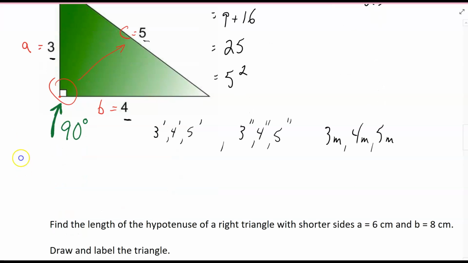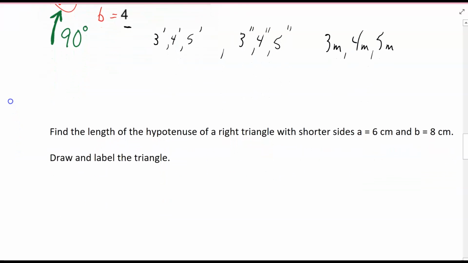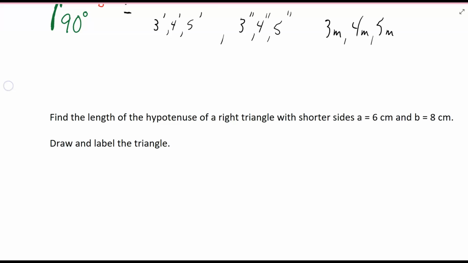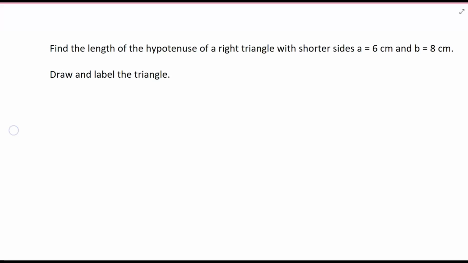All right, well, let's find the length of the hypotenuse of a right triangle with shorter sides, 6 centimeters and 8 centimeters. Draw and label a diagram. Go ahead and pause the video and give this one a try.